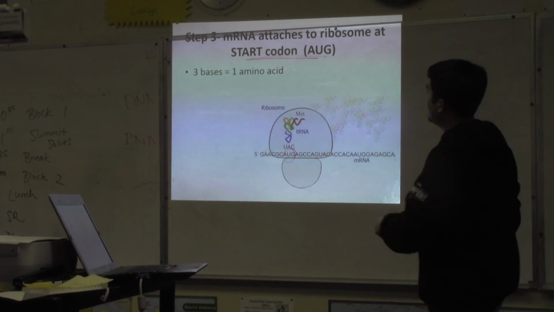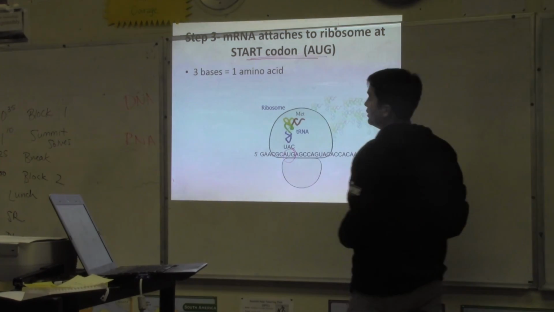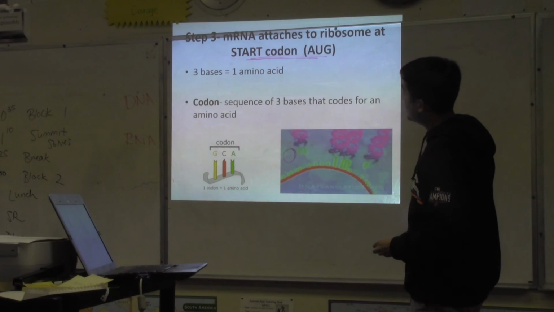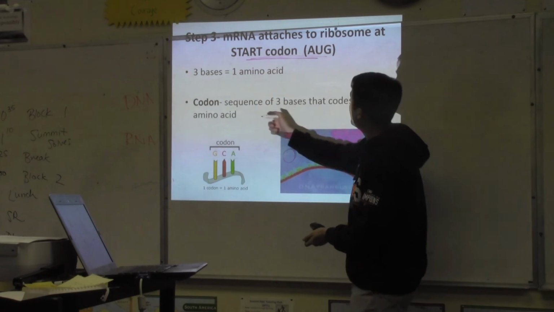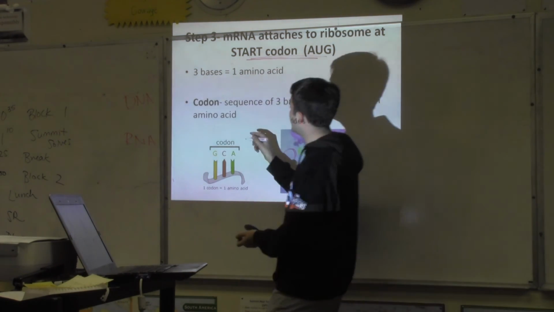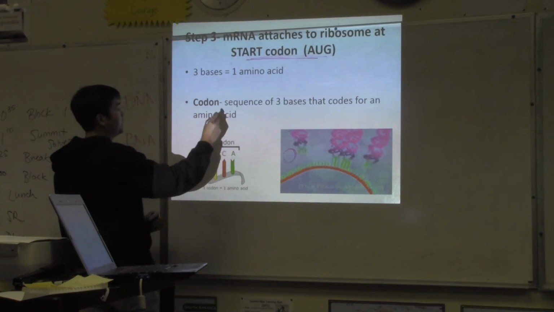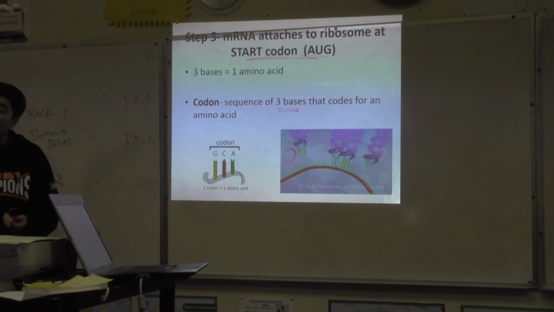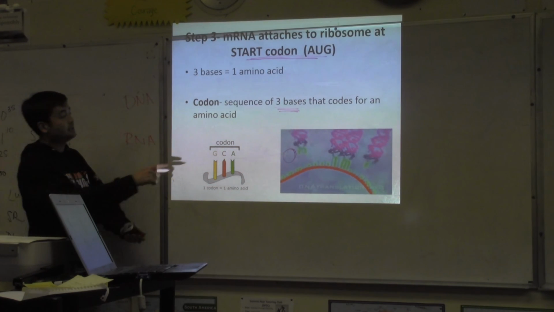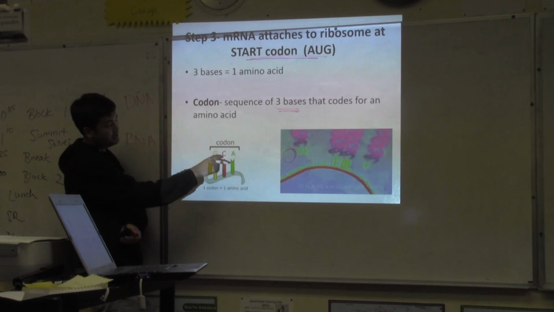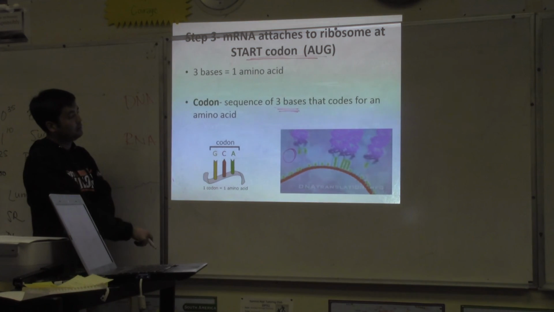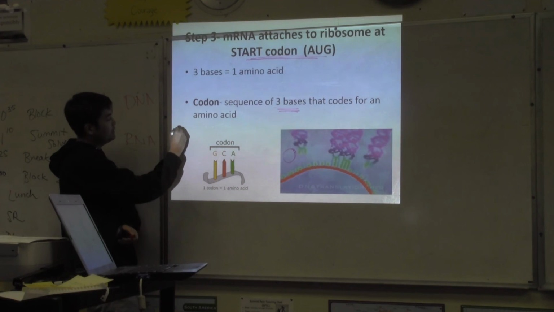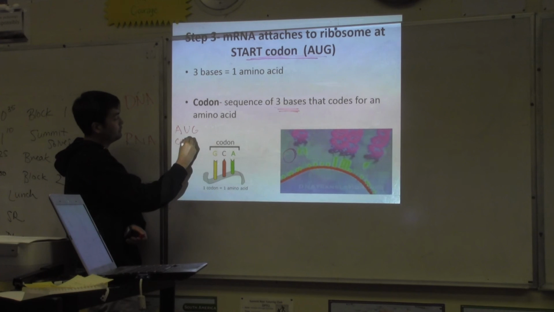You might be wondering what this word codon means. A codon is actually just a sequence of 3 bases. So anytime you see the word codon, just think of 3 bases, because when we read this code that's in mRNA, it's in groups of 3. So here we have a GCA codon. Before, we were talking about an AUG codon.